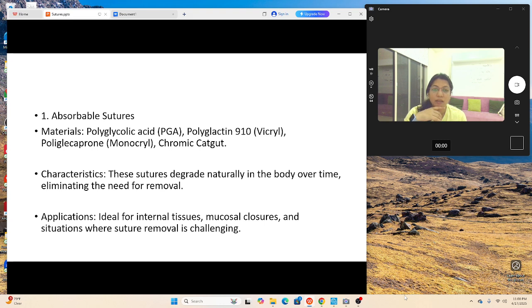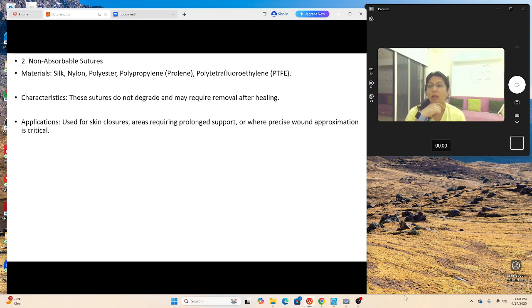Applications: ideal for internal tissues, internal surgeries, because you don't want to open up those areas again just to remove the suture. Mucosal closures and situations where suture removal is challenging. So these are the areas where you're going to use the absorbable suture.